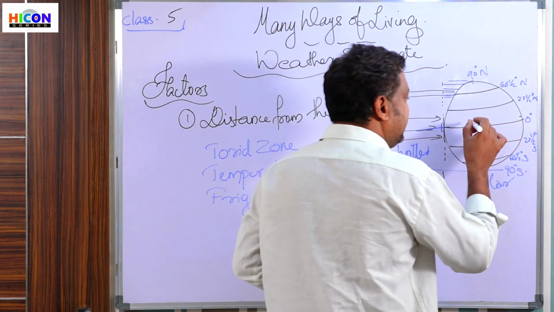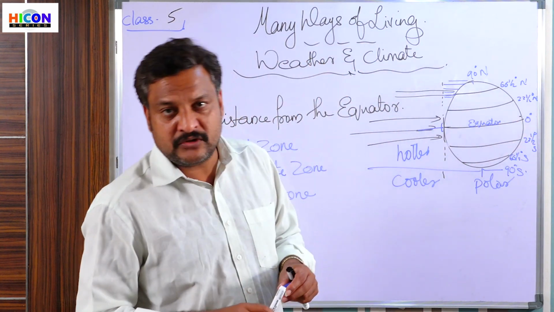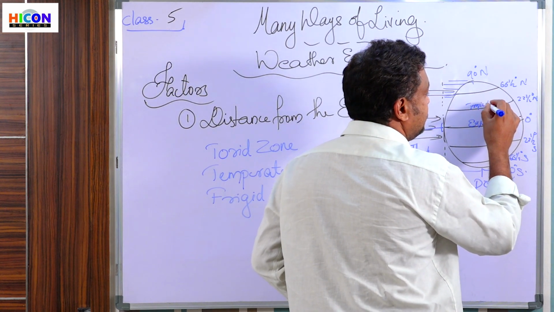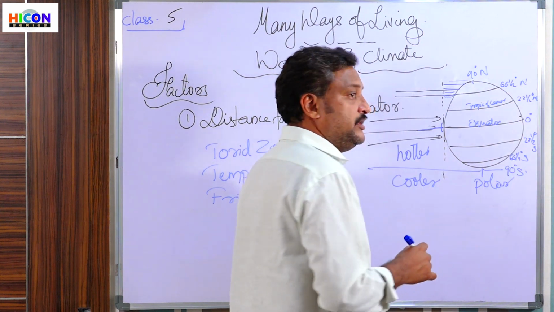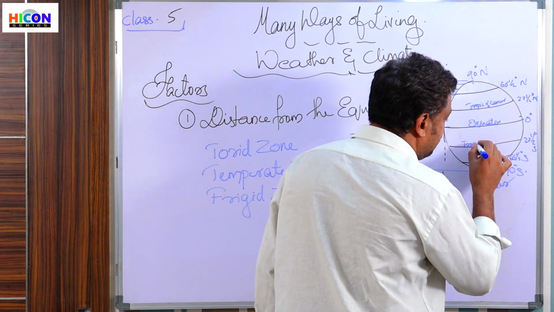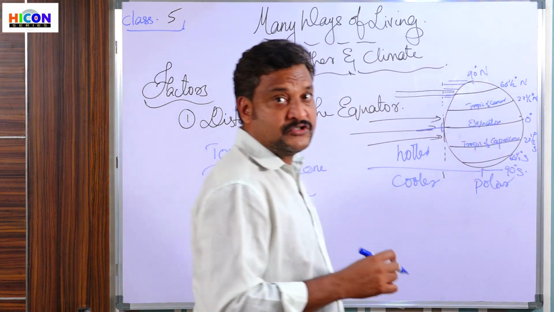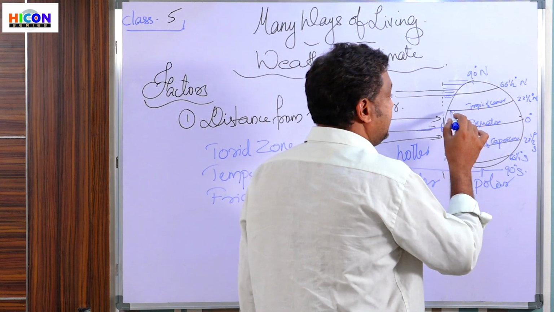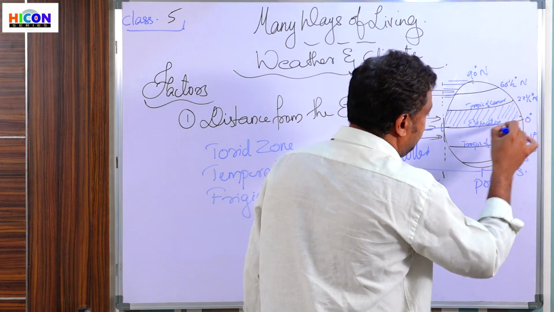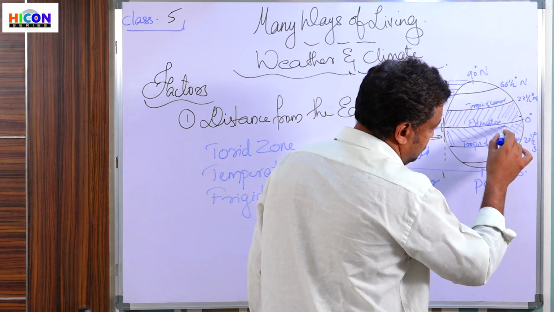So this 0 degree is known as the equator. Then the 23.5 degree north latitude is known as the Tropic of Cancer, and the 23.5 degree south latitude is known as the Tropic of Capricorn. Okay, so the area that lies in between the Tropic of Cancer and the Tropic of Capricorn, along with the equator, is called the torrid zone.